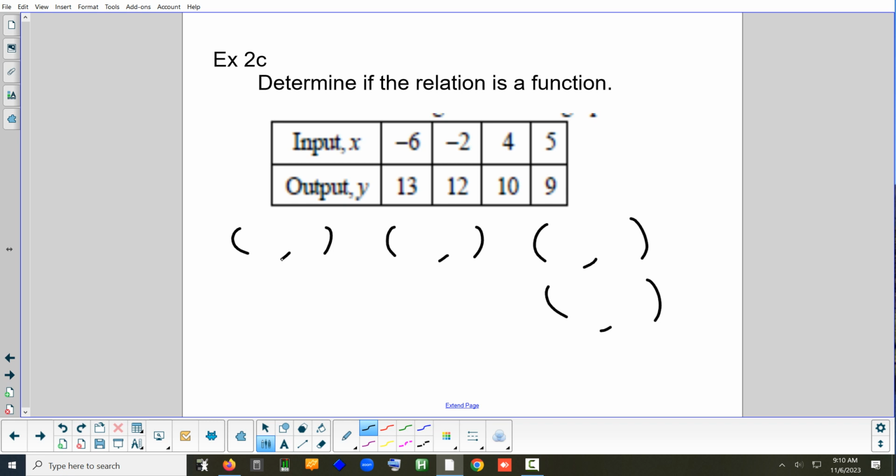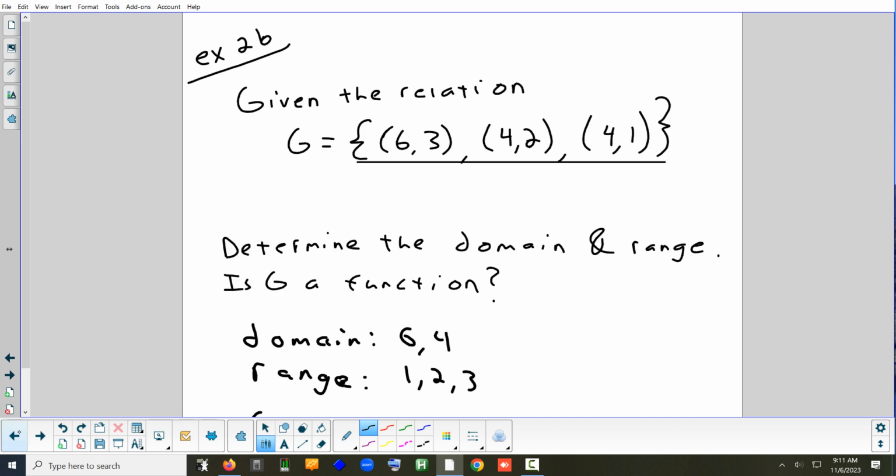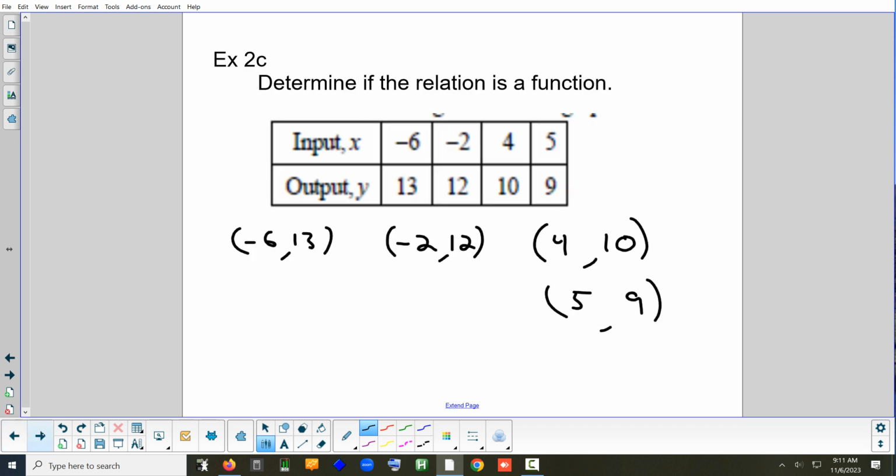What's the first coordinate that I give you in that table? -6, 13. The top one is the x, the bottom one is the y. How about the next coordinate? -2, 12. And the third coordinate? 4, 10. And what about the last coordinate? 5, 9. You don't have to rewrite it as coordinates like that. I'm just showing you that this table is exactly the same kind of problem we've been doing. They just didn't write them out as coordinates.